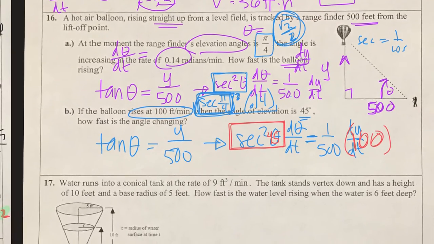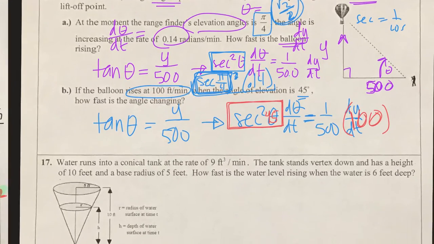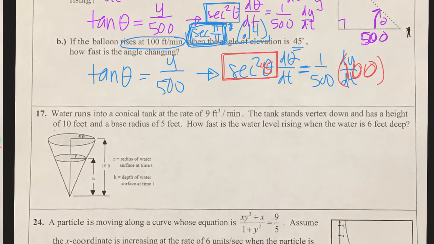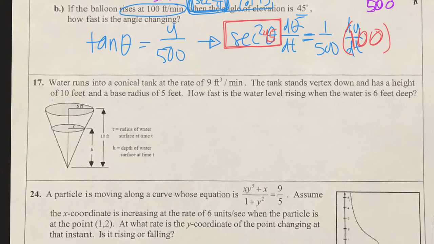A lot of these are done the same way, right? Especially when we have an angle and it's a tangent. Whenever we have a tan, the derivative of tan is secant squared, and you go from there.